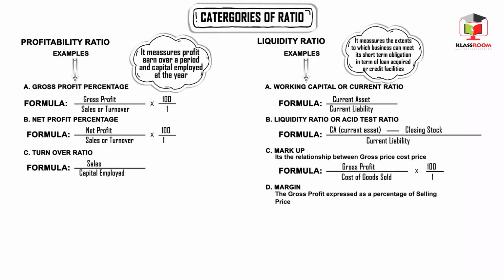Then fourthly, we have the margin. Margin is profit, that is the gross profit expressed as a percentage of selling price. Margin is also obtained by dividing the gross profit by the selling price times 100/1.